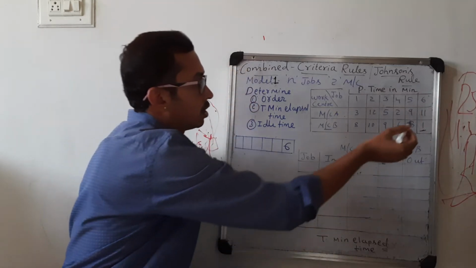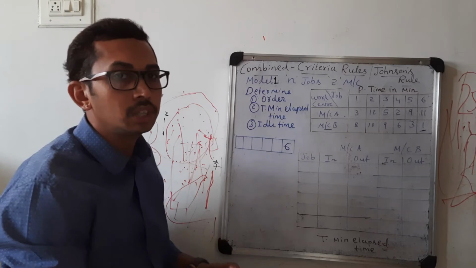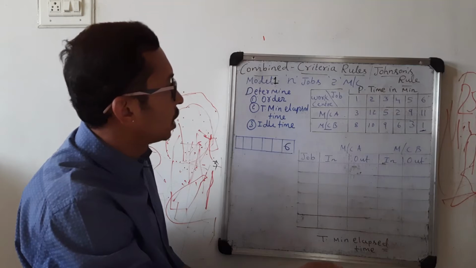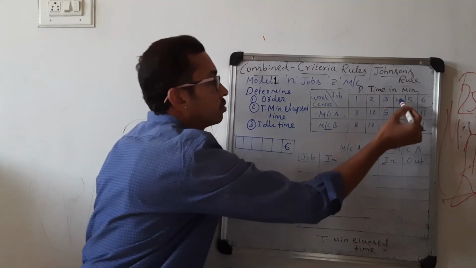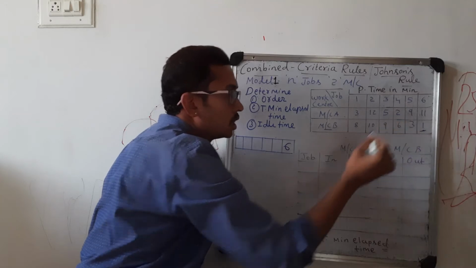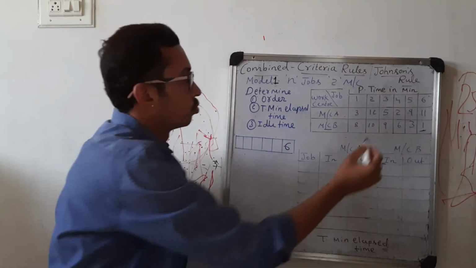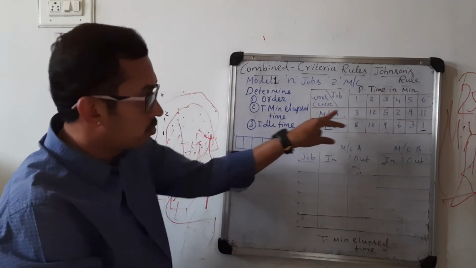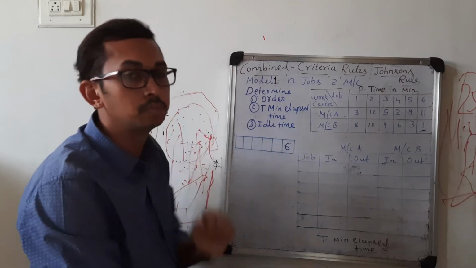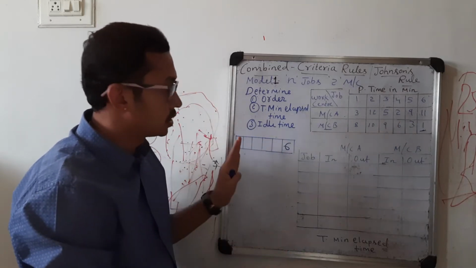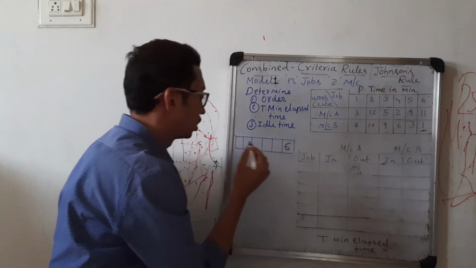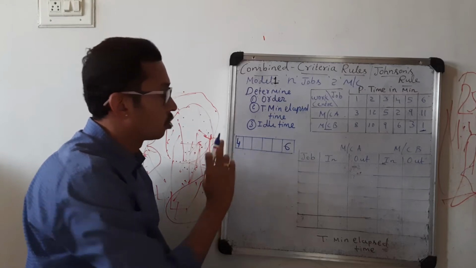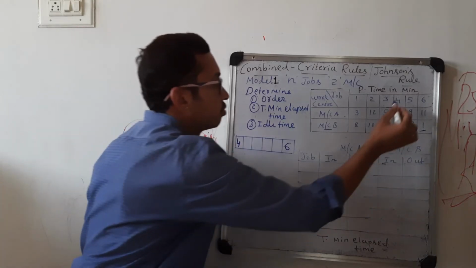Next, leaving that, identify the next minimum processing time. Here we have 4 for machine A. So the minimum processing time is 4 for machine A, which is the first machine. Therefore, sequence it as early as possible. That is, job 4 will be taken first for processing. So job 4 is over.